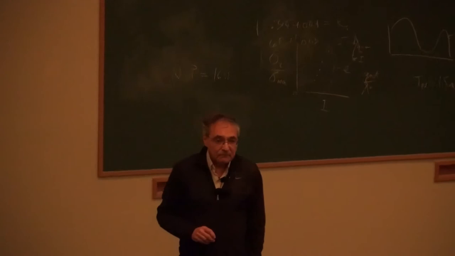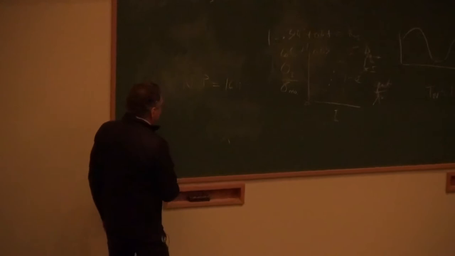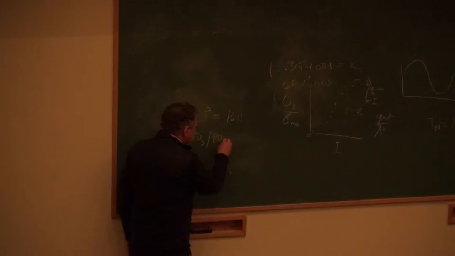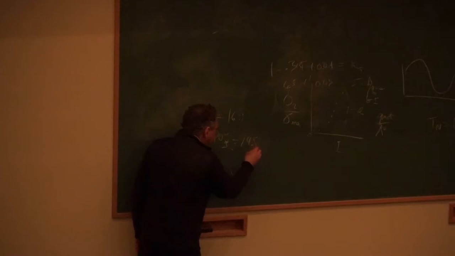Now, you go look in the world oceans in general. In the North Atlantic, the N to P ratio in the interior of nitrate to phosphate is equal to about 14.5 or 14.6 to 1. In the Indian Ocean, it's 13.9.